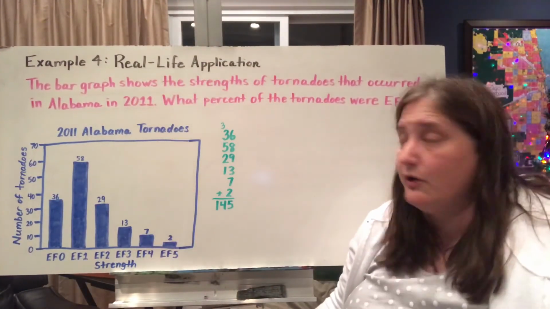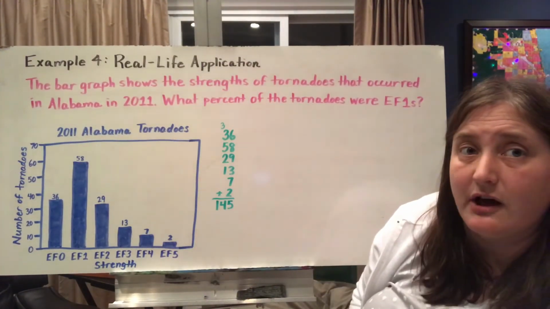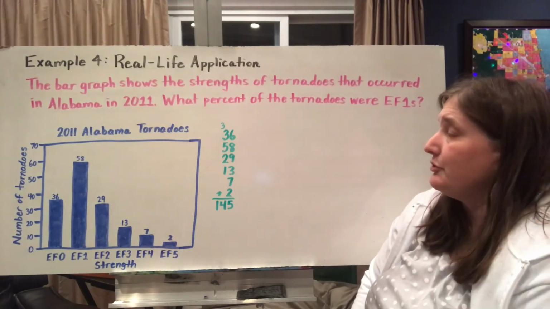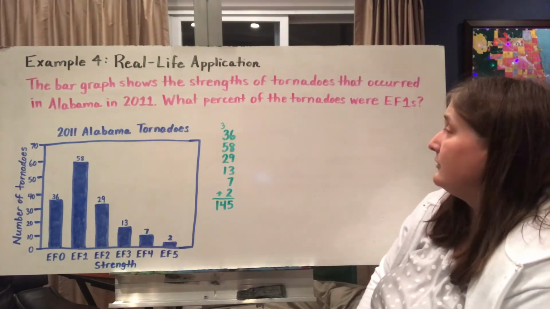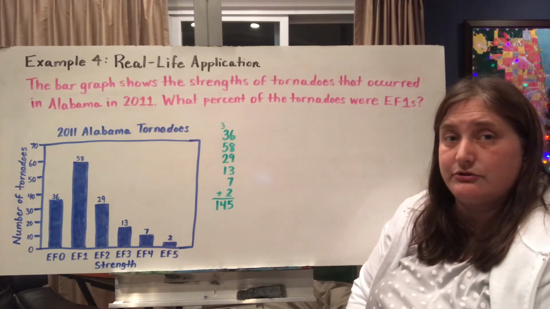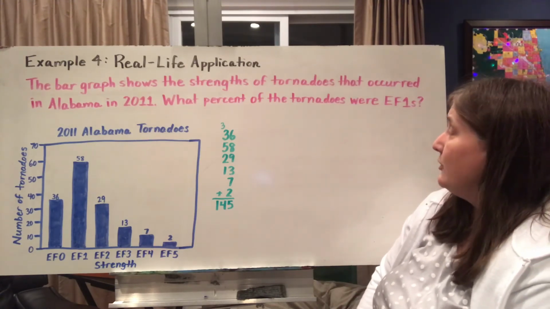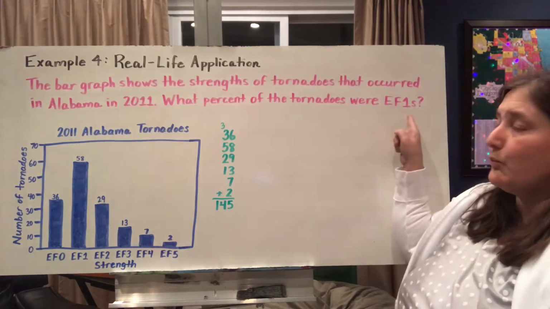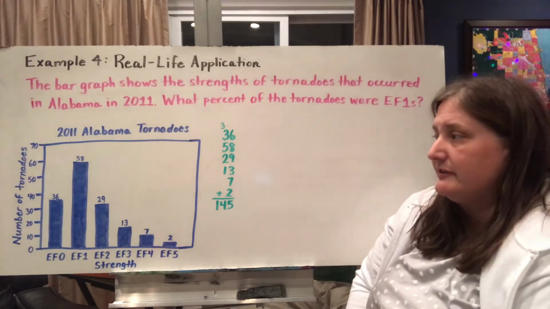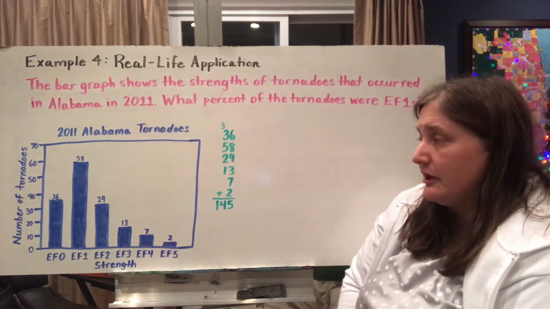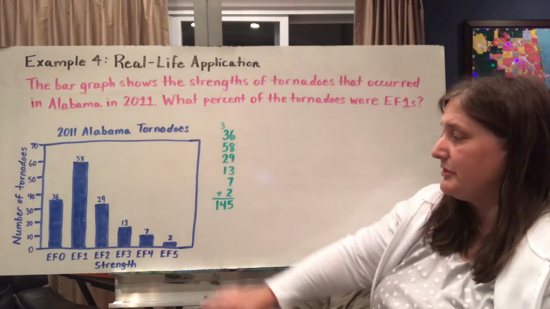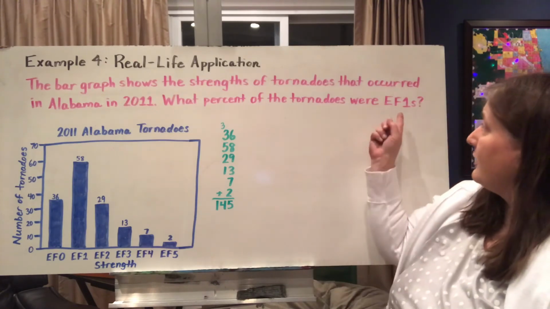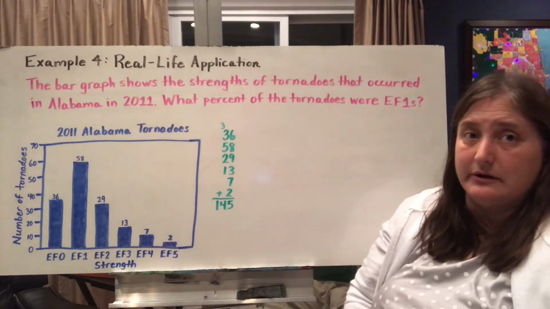We can also use the percent proportion to solve real life problems. So here we have a bar graph showing the strength of different tornadoes that occurred in Alabama in the year 2011. They want to know what percent of the tornadoes were classified as EF1s. So EF0s are the types of tornadoes that do the least amount of damage, with EF5s doing the most damage. So we're looking for the percentage of EF1s.